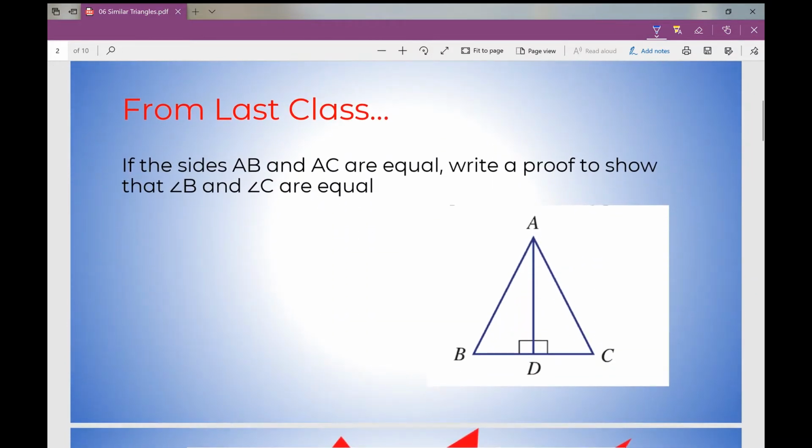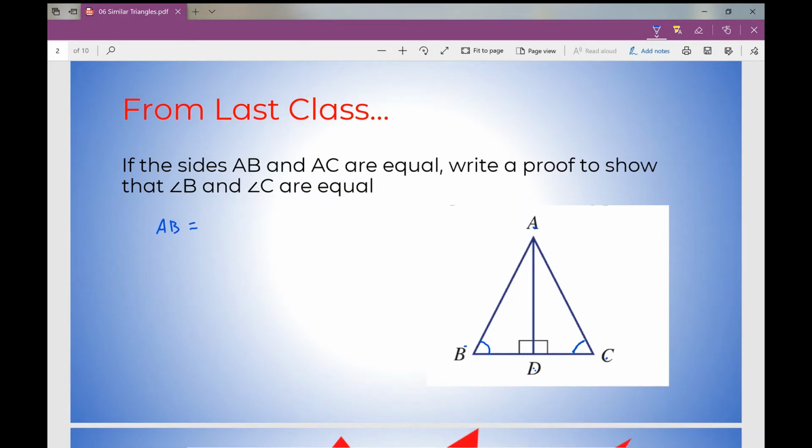I just want to recap congruence. Here's something that would make a pretty good exam question on congruent triangles. We're given two triangles here, ABD and ACD, and we're asked to prove that these two angles are equal. So I'm going to go about writing my proof.